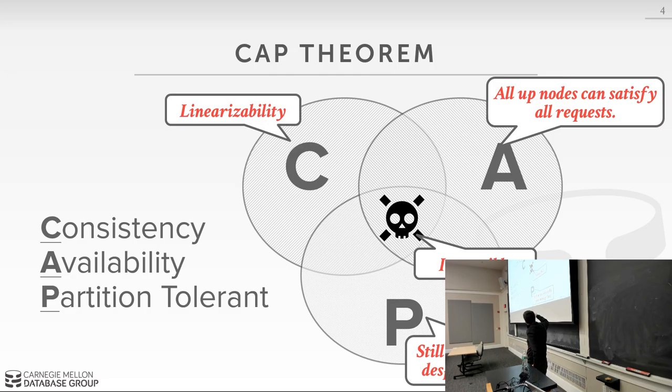The systems out today, the NoSQL systems, usually fall into the AP realm: they want to be available and partition tolerant. Whereas the transactional relational database management systems are usually CA, meaning if there's a disconnect between the nodes, they'll stop running. That's the K-safety stuff we talked about before. And this is a problem called split brain, where both sides think they're the current master, and you start making updates that you can't reconcile later on.